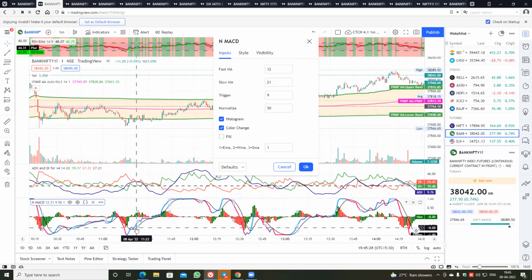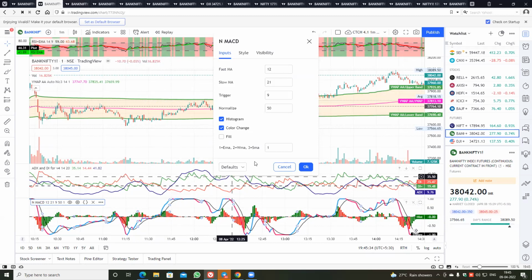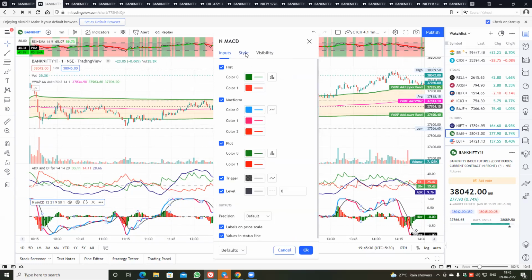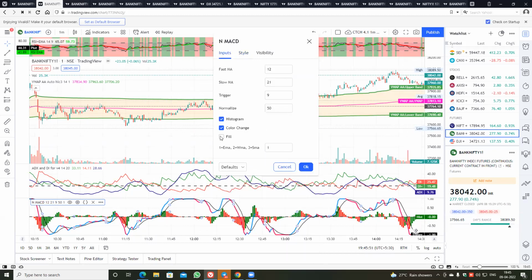You can see the trend and its momentum also along with this NMACD. If you are looking into style, you can see the colors, and if you would like to fill, you can fill these things here.